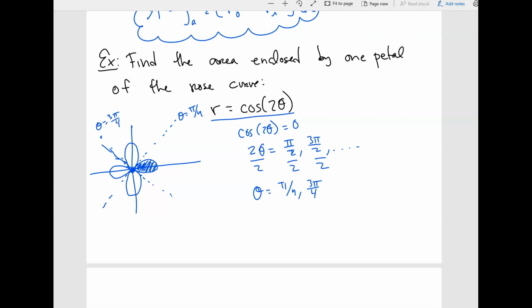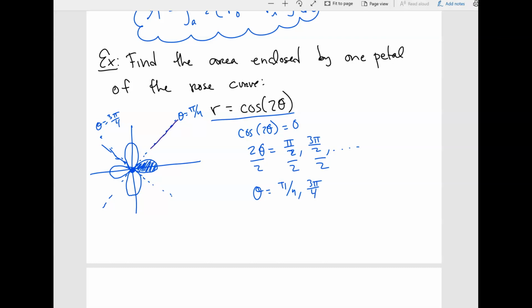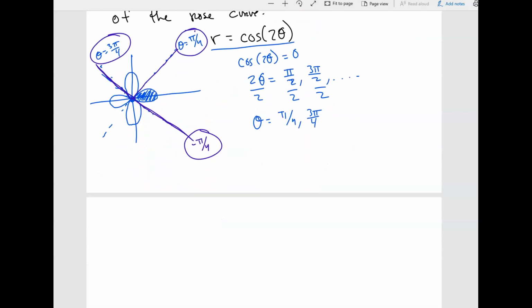Now, you could do it from pi over 4 all the way to 3 pi over 4, but we can always use symmetry because you can always find the area of one petal. Taking two different theta values might be a little difficult when we do the integral. I would say start off from 0, or start off from this one, which is negative pi over 4. So do it from negative pi over 4 to pi over 4, and you'll see what happens.